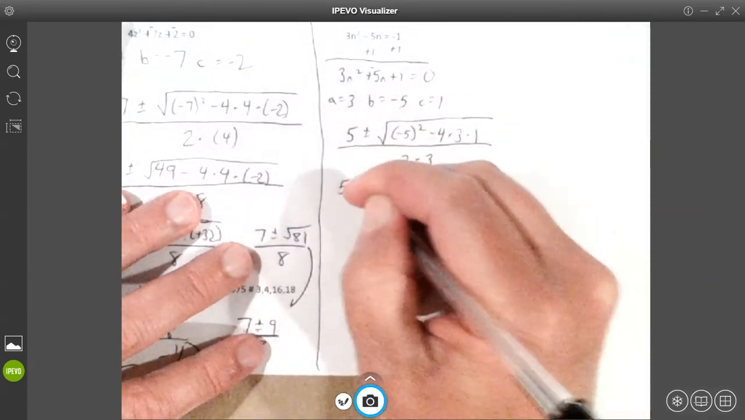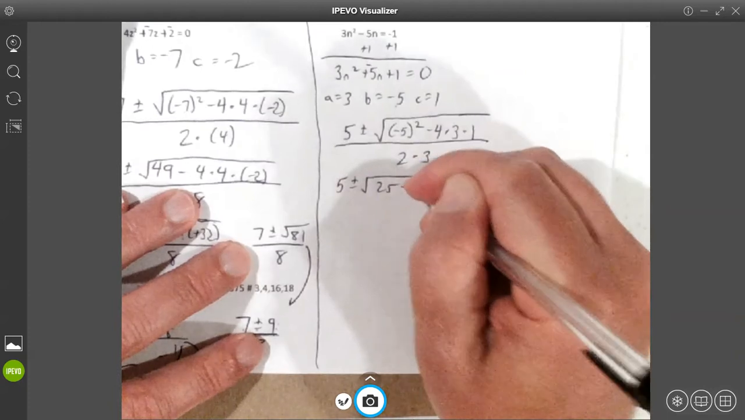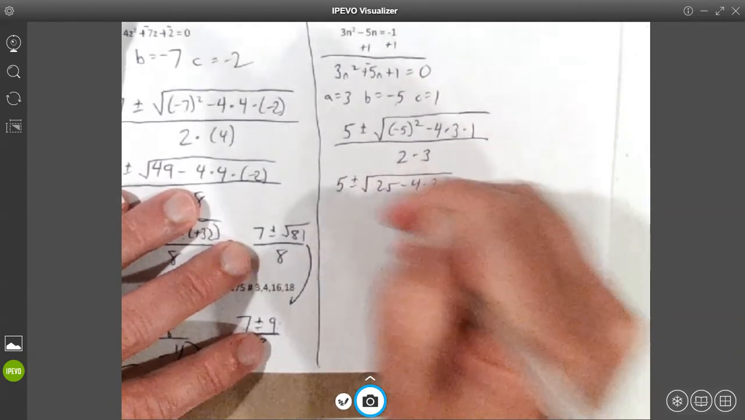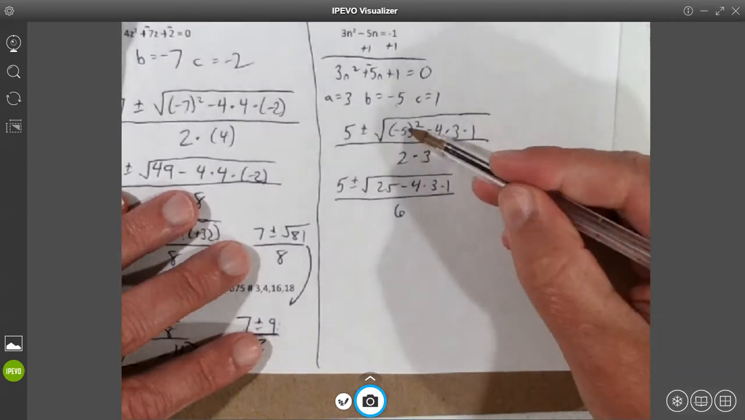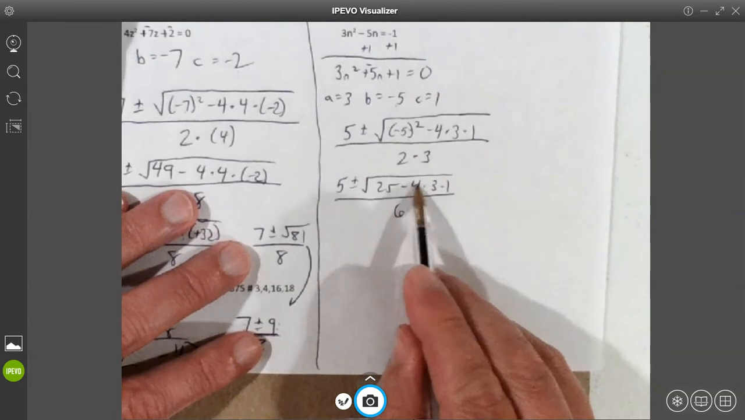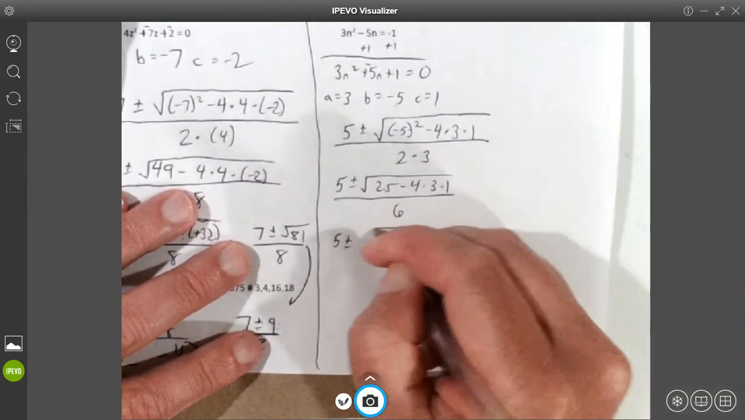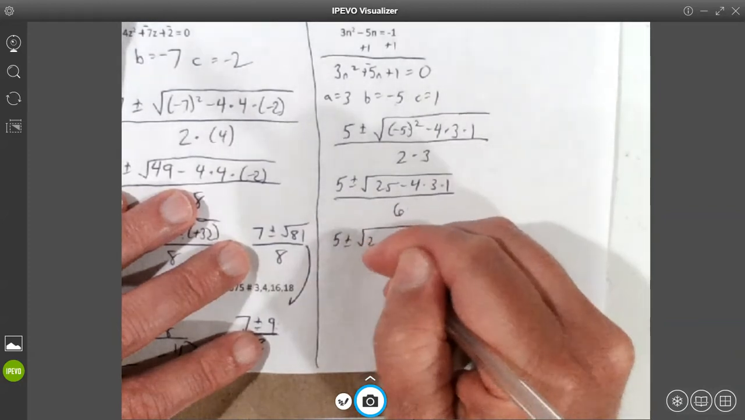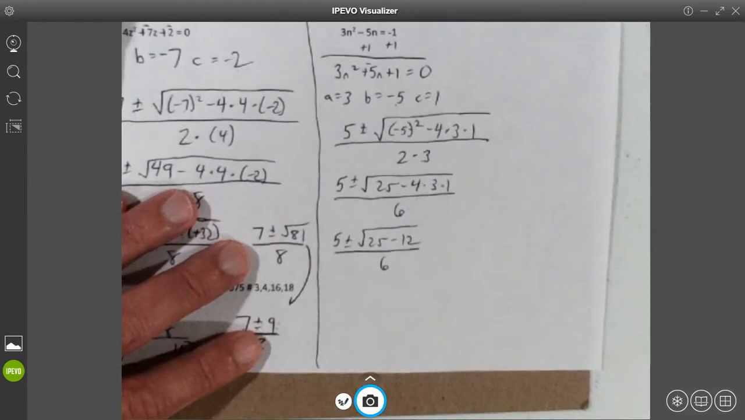So it's 5 plus or minus the square root of 25 minus 4 times 3 times 1, and that whole thing divided by 6. So I've done the exponent, and I've also done the multiplication in the bottom. Now I'm going to do this multiplication. Order of operations tells me to. 5 plus or minus the square root of 25 minus 12 over 6.